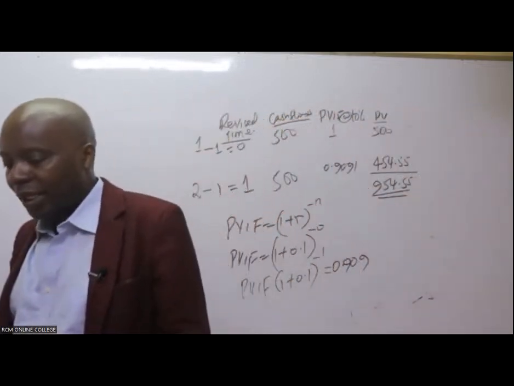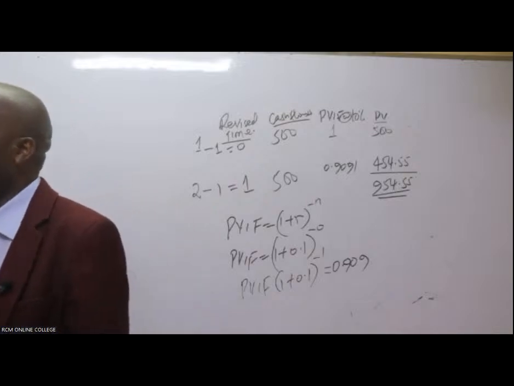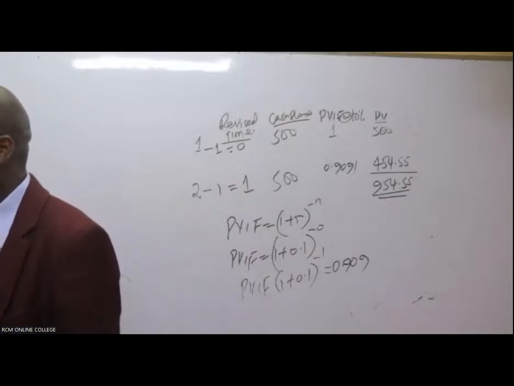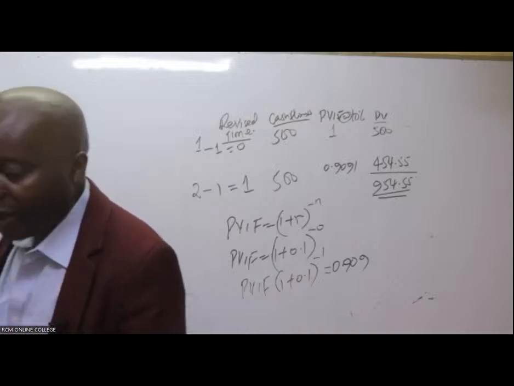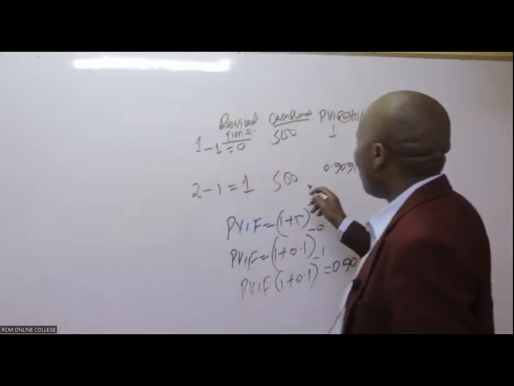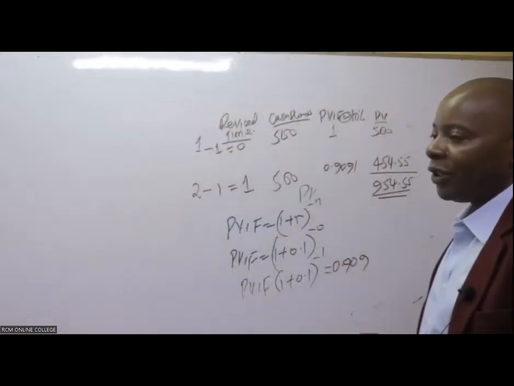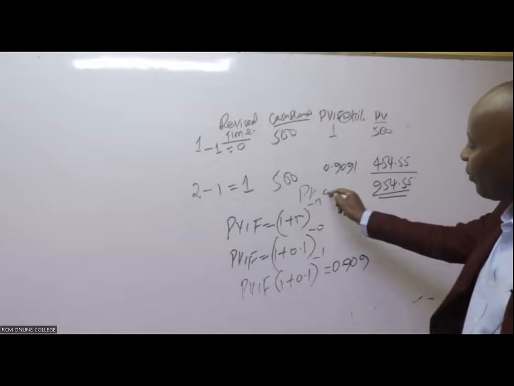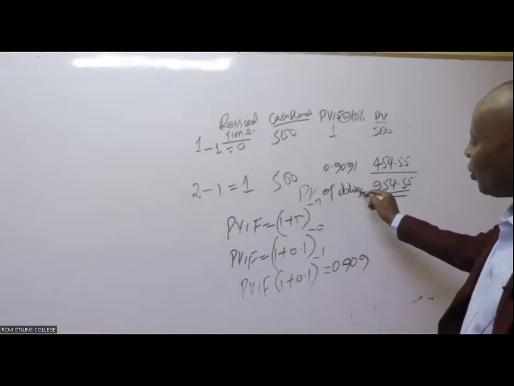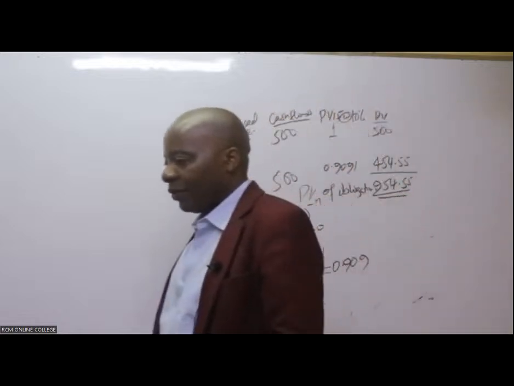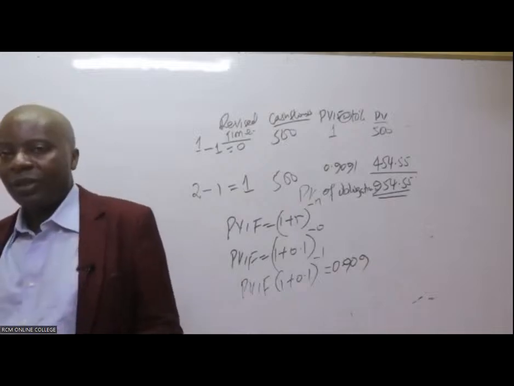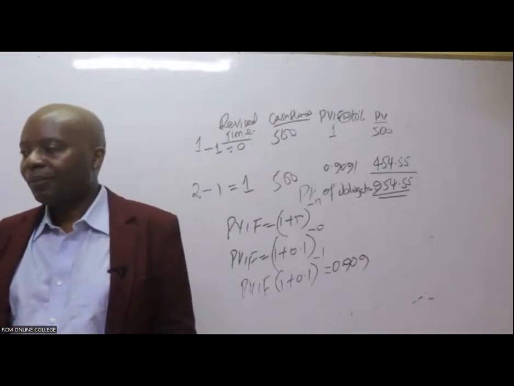I know you have not understood anything, but just write fast. At times writing helps. And once you finish writing up to here, so this is the total present value. So this becomes the present value of the obligation, of the lease obligation.